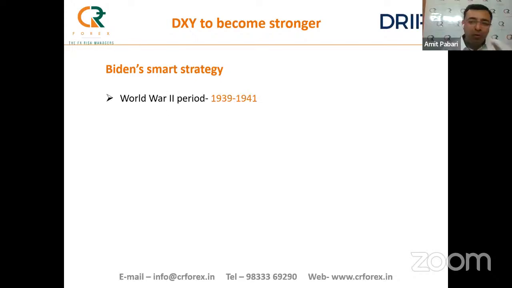Let us go back to history. We all know that World War II के बाद में US has become a dominant power. Now let us understand how US has become a dominant power after World War II. World War II करीब करीब 5-6 साल चला. It started in 1939 और 1945-46 तक चला.